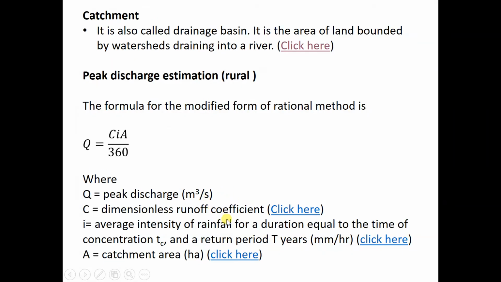Okay, so the formula to calculate the peak discharge, for both rural and urban, this modified form of the rational method, is Q equal to CIA over 360. Q is the peak discharge, and the unit is meter cube per second. C is the dimensionless runoff coefficient.